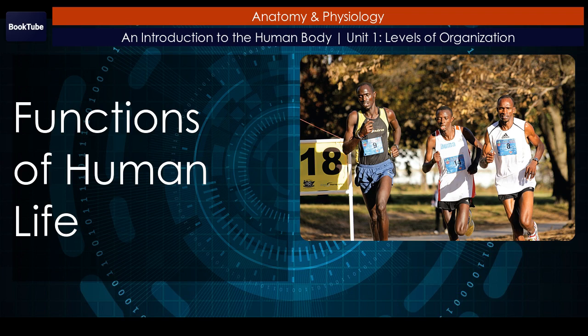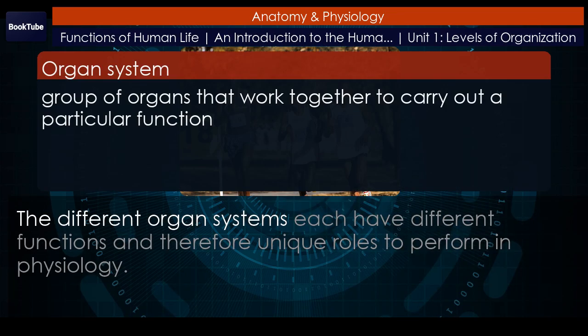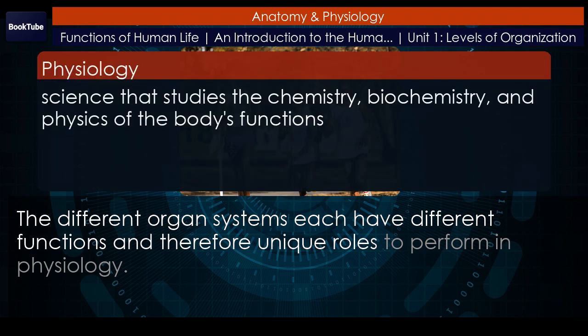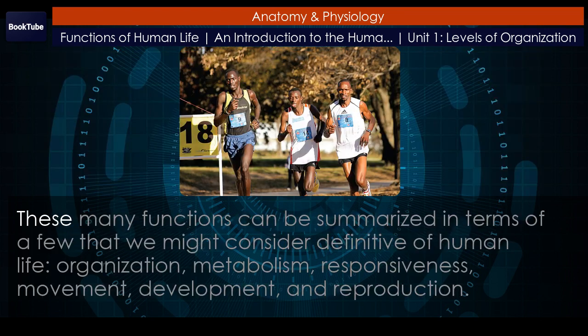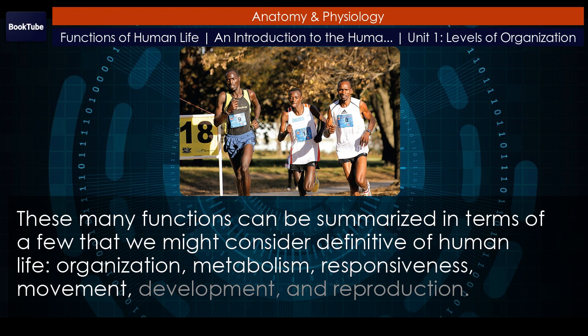Functions of human life. The different organ systems each have different functions and therefore unique roles to perform in physiology. These many functions can be summarized in terms of a few that we might consider definitive of human life: organization, metabolism, responsiveness, movement, development, and reproduction.